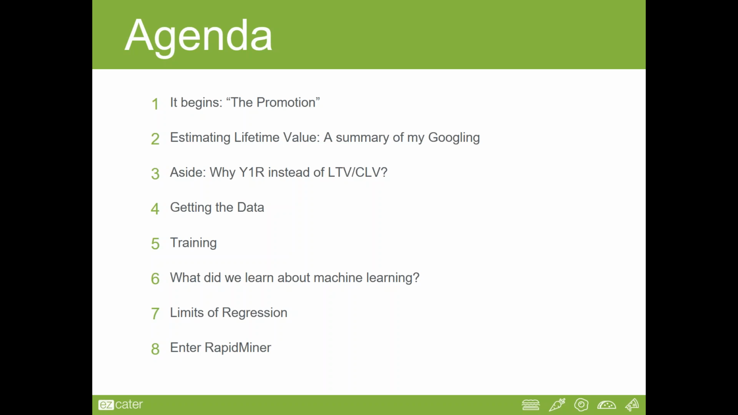Then we're going to talk about how we collect all of the data. We'll turn it over to Stitch to explain a little bit about their product and how we use that to collect a bunch of data. And then we'll get into what we actually did with that data, training the model. A lot of lessons around what we learned about machine learning. This was our first machine learning project at ezCater. The limits of what we found with the initial approaches and how we ended up using RapidMiner, what techniques we used within RapidMiner, and how that worked out for us.